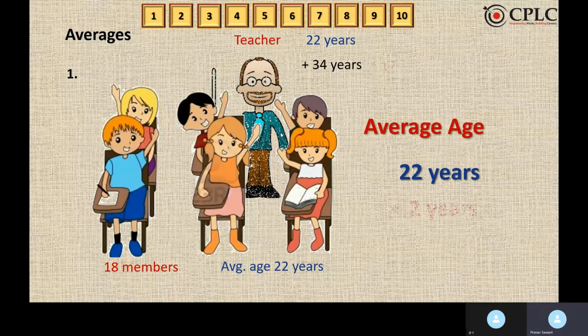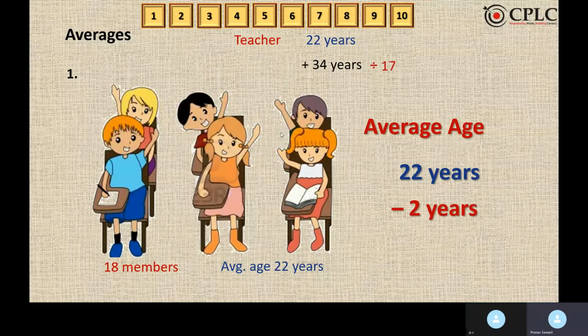So, we have to consider that difference also. Now, this 34 will be divided by 17 because we have to exclude the teacher's age. That means we are excluding one person from 18, so we are left with 17 persons now. And this 34 years will be divided into 17 parts equally as there are 17 students. So 34 divided by 17 is 2.